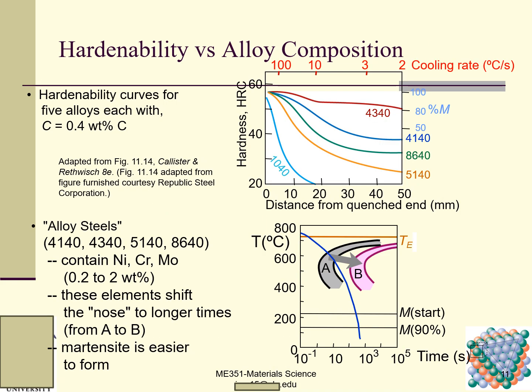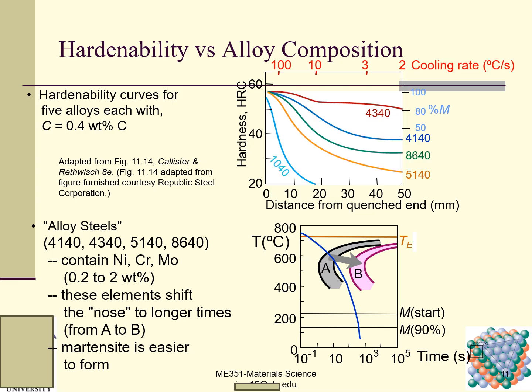And then we talk about hardenability versus alloy composition and how the alloying elements affect the hardenability of the material. You can see here the hardenability curves for 5 alloys, each with C equals 0.4 weight percent of carbon, as a function of distance from the quenched end. This is hardness HRC. Here is a 1040, this is a 5140, 6040, 4140.